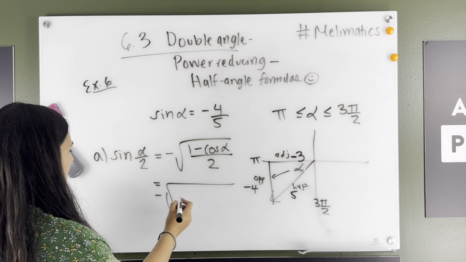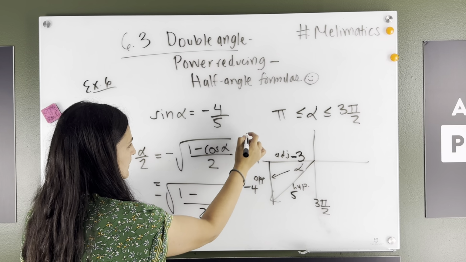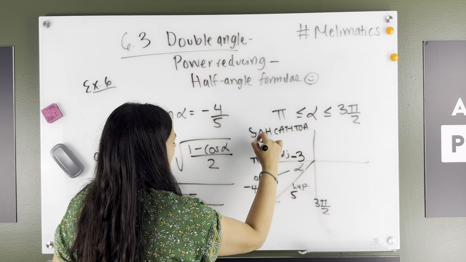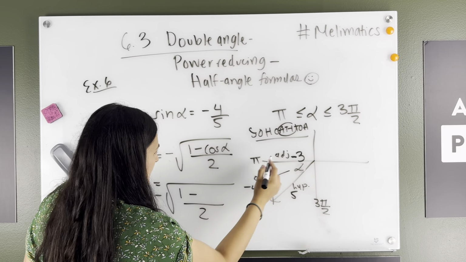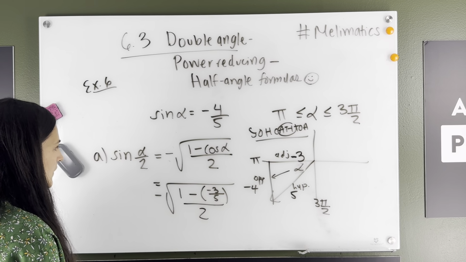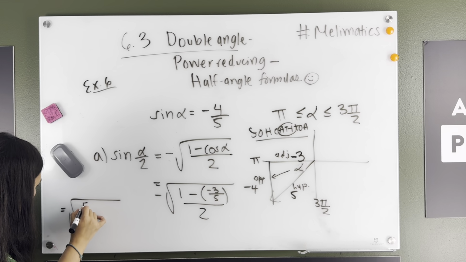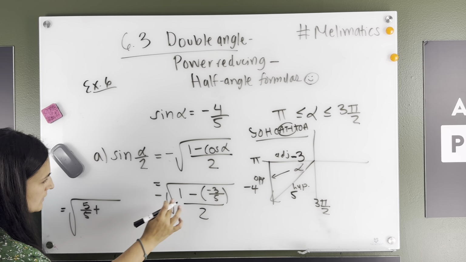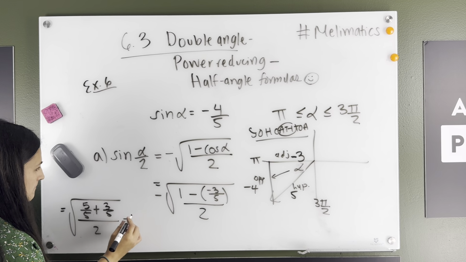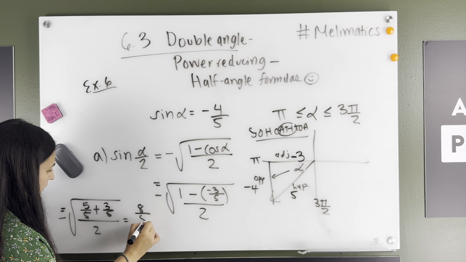Okay, so now we can go ahead and apply this formula, and it says to do the cosine of theta. Now cosine is adjacent over hypotenuse, so it's negative 3 over 5. Okay, so now just do the math. So now we're going to have 1, which I'll rewrite as 5 over 5, plus 3 over 5, all over 2. Forget the negative in the 1. This is just going to be 5 plus 3, which is 8, so it's 8 over 5 square root.